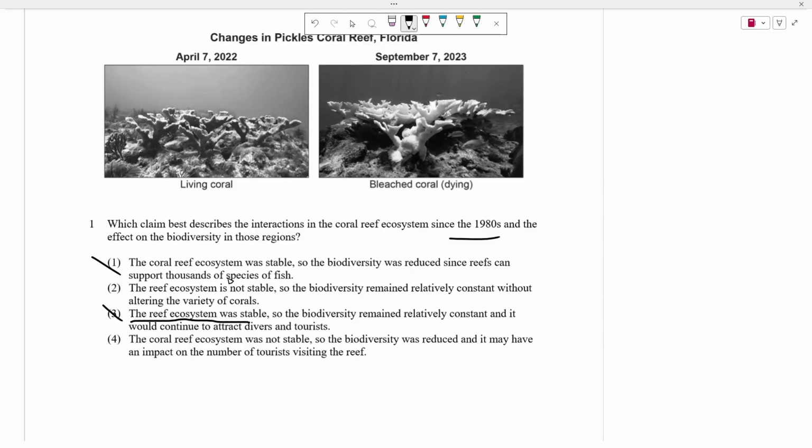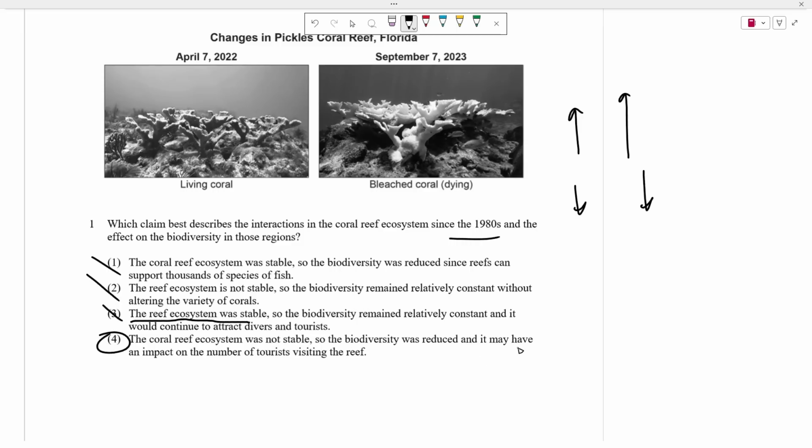Now we need to understand one thing. If an ecosystem is non-stable, that means that its biodiversity is being decreased. Why? Because biodiversity and ecosystem stability are heavily related. So as an environment is more stable, that means its biodiversity is high. As an environment is less stable, its biodiversity is reduced or low. Okay? So from this, we can eliminate choice 2 because it's saying that because the ecosystem is not stable, the biodiversity is remaining relatively constant. That's false. If the coral reef ecosystem is not stable, then the biodiversity has to be reduced.